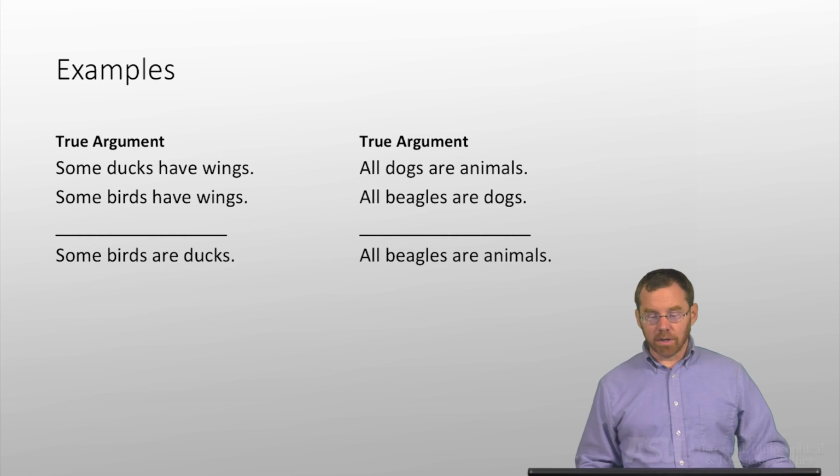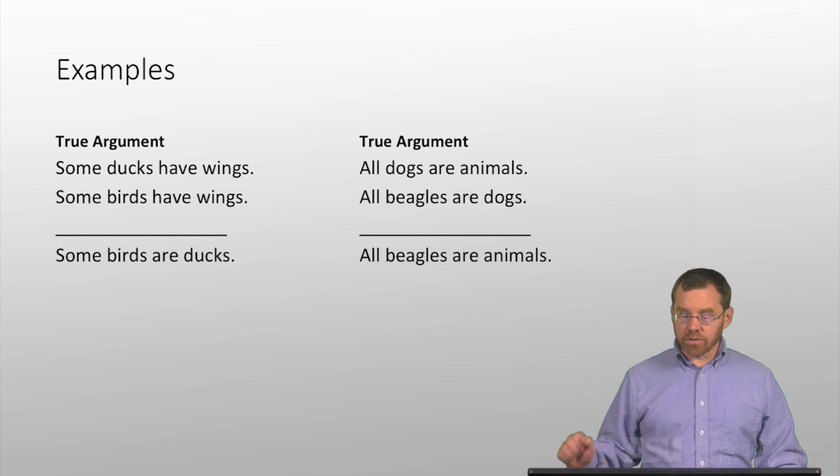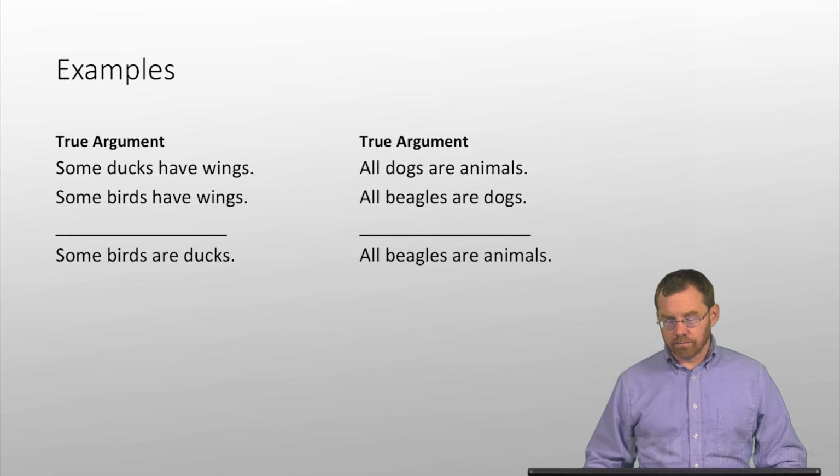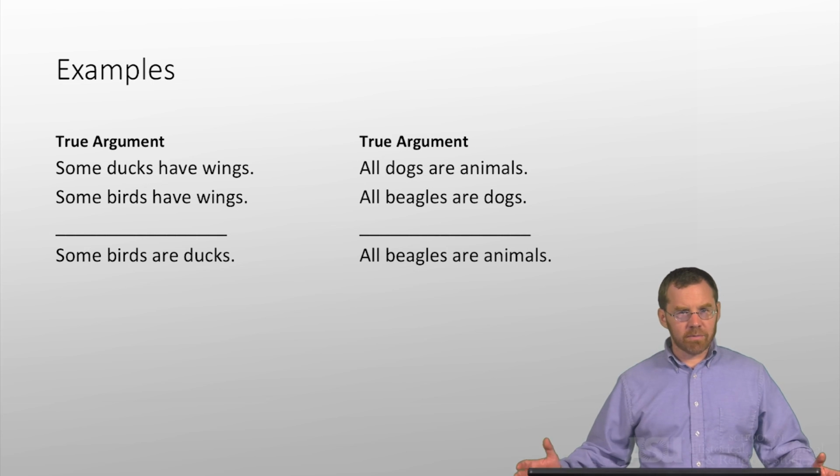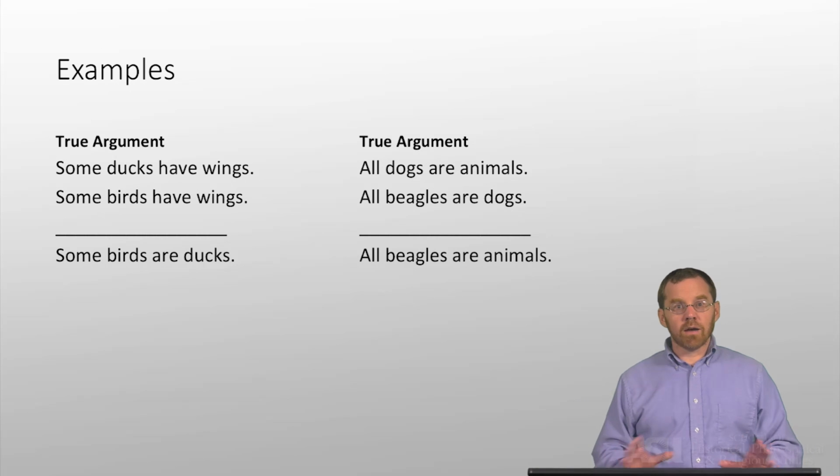Now let's look at the other one. All dogs are animals, all beagles are dogs, all beagles are animals. Are those statements true? Yes, all of them are true. Are all dogs animals? Yeah, a dog is a type of animal. Are all beagles dogs? Yes, a beagle is a type of dog. Are all beagles animals? Yes. So, those arguments have all true statements. They are true arguments.